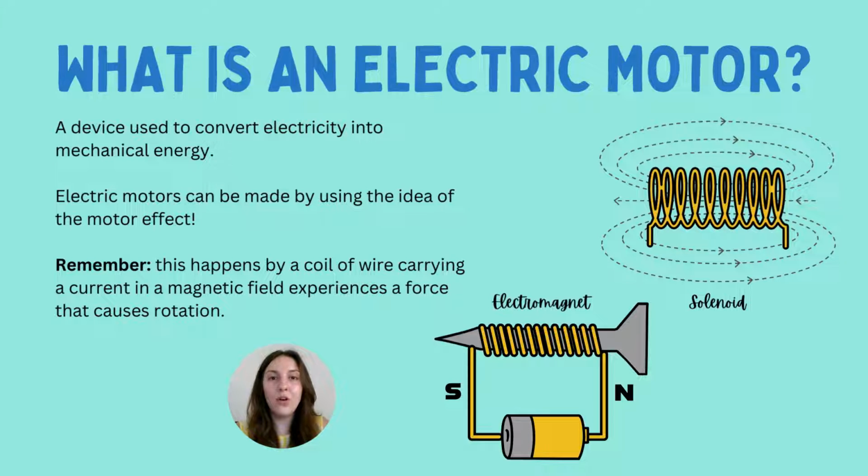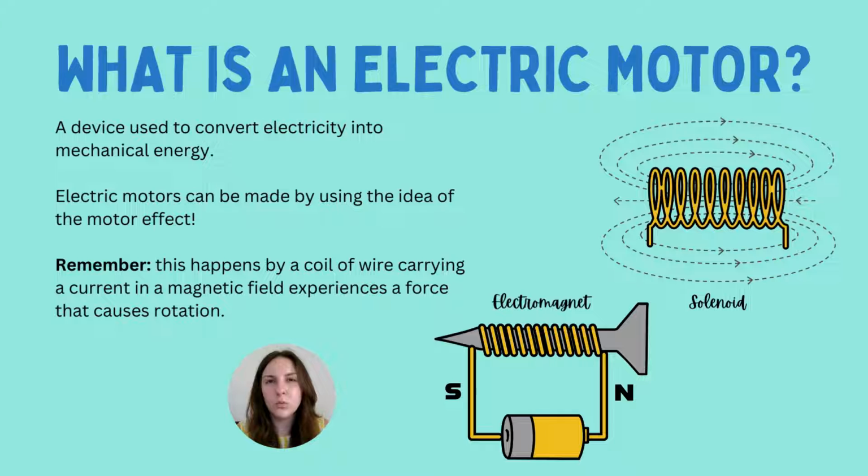And that is because of this idea of the motor effect, which we've talked about in previous videos on my channel. I'll link them for you in case you missed it. Subscribe and you definitely won't miss any future ones. But essentially that's what it is. The motor effect, remember, is just when a coil of wire that's carrying a current, the flow of charge, in a magnetic field experiences a force, and that leads to that rotation.